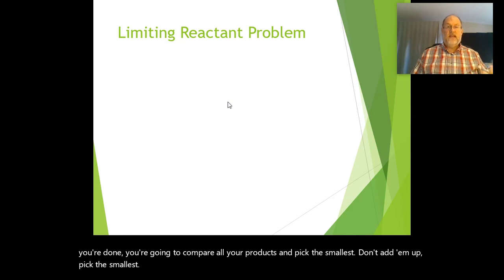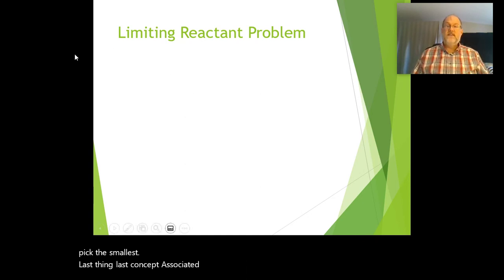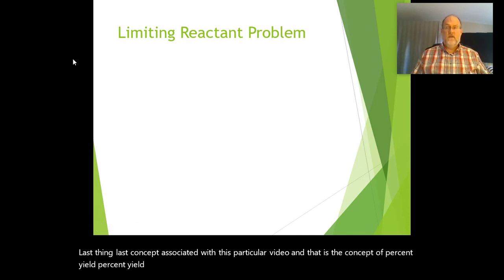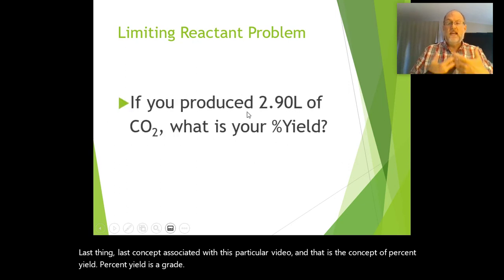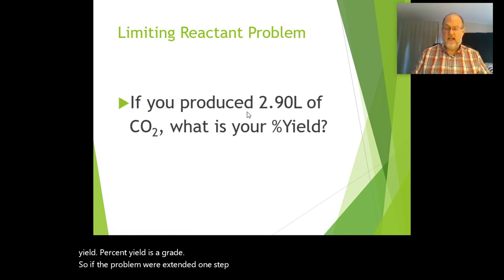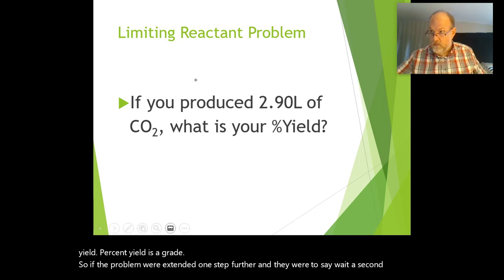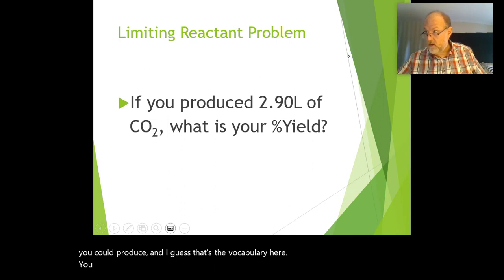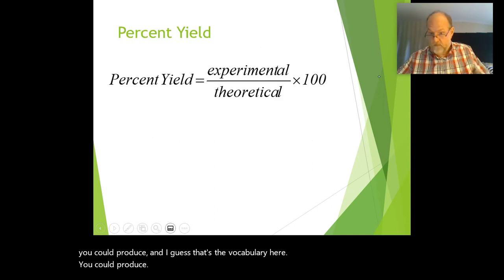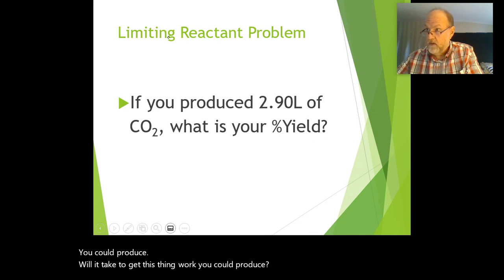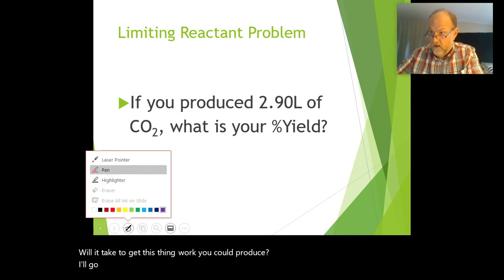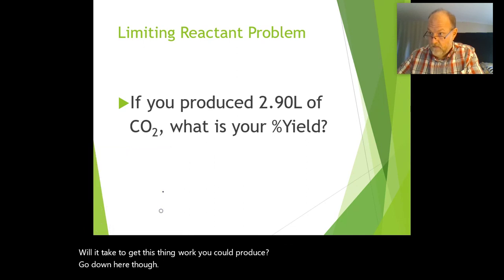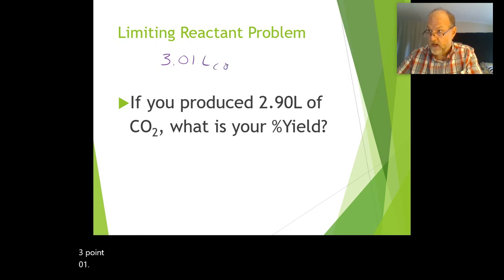Last thing, last concept associated with this particular video, and that is the concept of percent yield. Percent yield is a grade. So if the problem were extended one step further and they were to say, wait a second, you said you could produce, and I guess that's the vocabulary here, you could produce 3.01 liters of carbon dioxide.